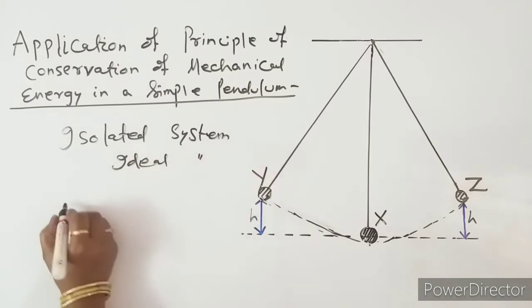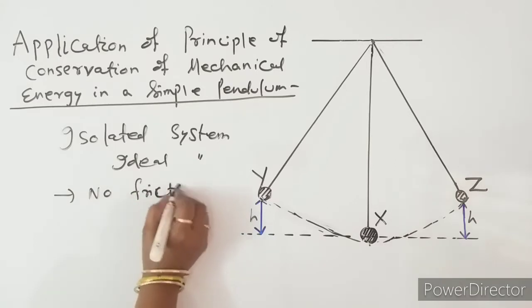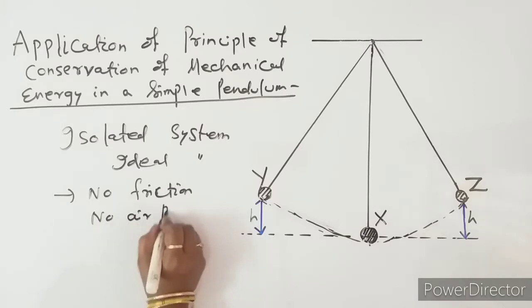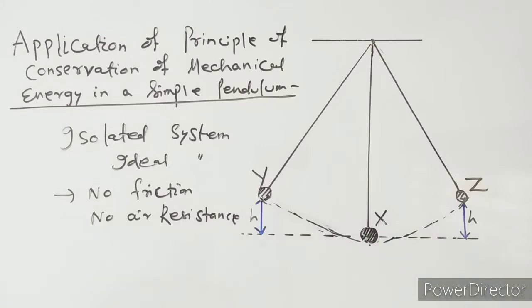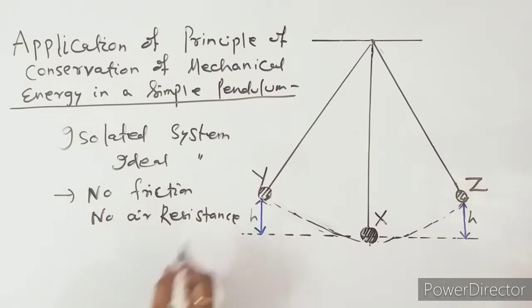An ideal system where no friction acts, and no air resistance will be there. So in this case only, what we are going to discuss can be satisfied, and conservation of energy we can see.